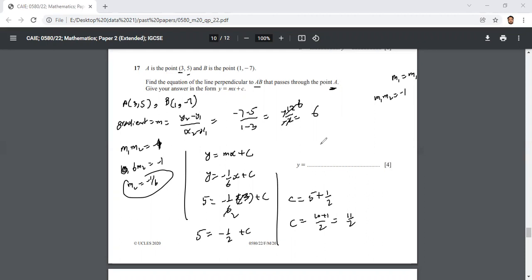So your required equation will be what? y is equal to mx plus c. So y equals minus 1 over 6 x plus 11 by 2. This is question number 17. I hope you get the point. We move on next.